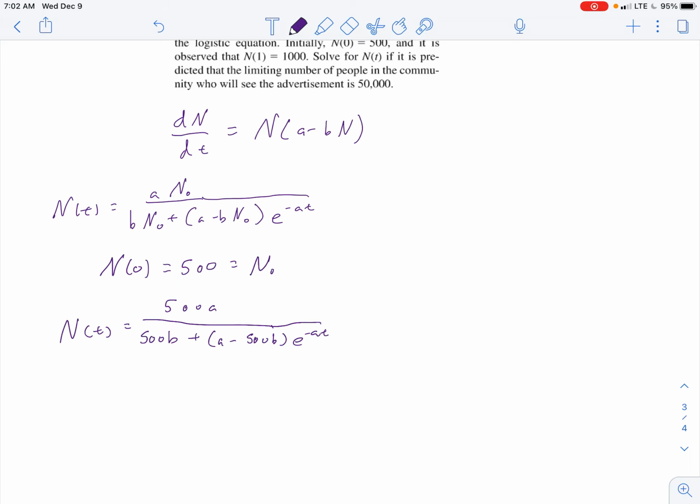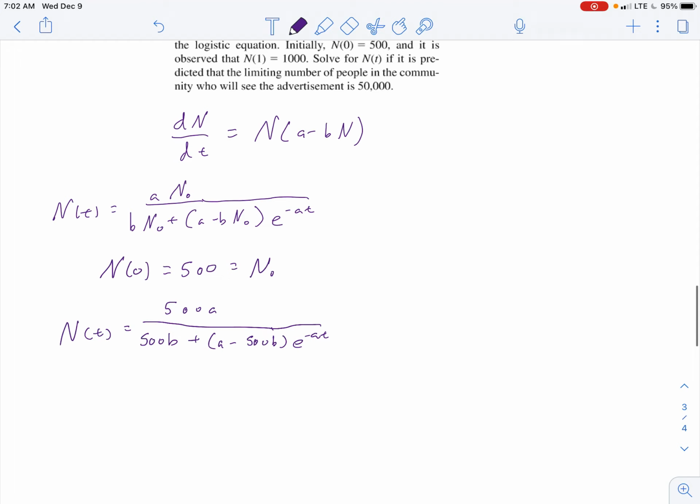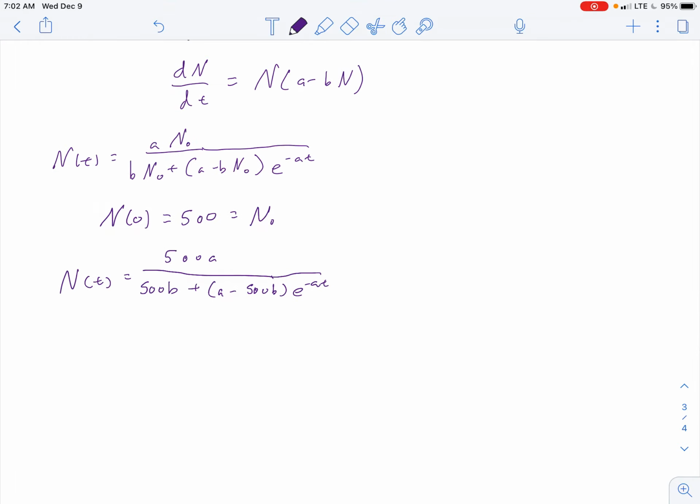But we're told that we have a carrying capacity, that the max number of people that is going to be able to see the advertisement is 50,000. So if we have a carrying capacity, we can go back to that limit definition. As time goes off to infinity, we're going to be reaching our carrying capacity of N of t, which is just going to be a over b. Well, if our max number of people is 50,000, then a over b is equal to 50,000. Now we're going to use that to help us find our a's and b's.